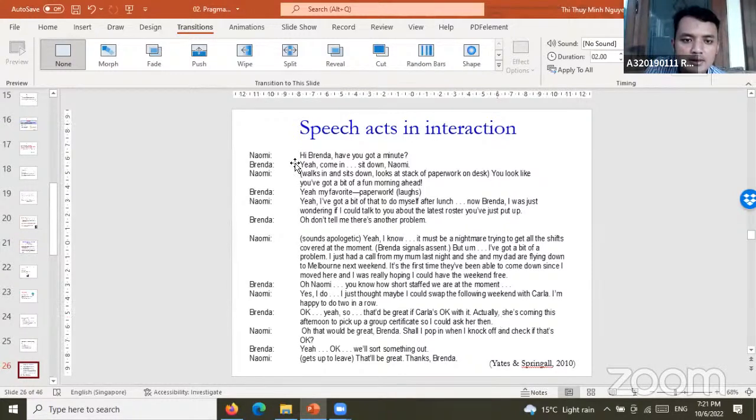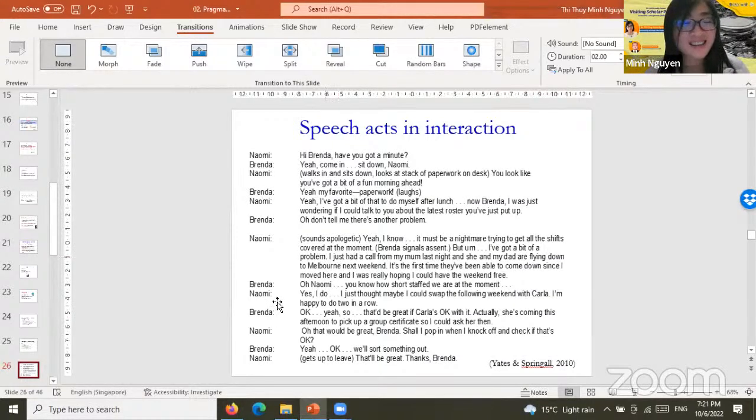"Maybe, if you got a minute." Have you got a minute? That's not the main request. That's what we call a pre-request, a pre-move, a pre-sequence move. The main request is here: "I was really hoping I could have the weekend free." That's the main request. She asked for a weekend free so that she can spend time with her parents.